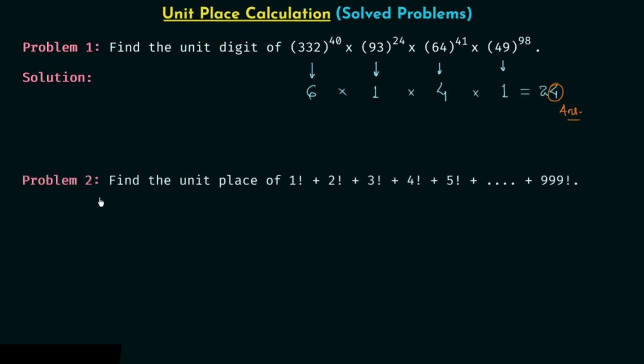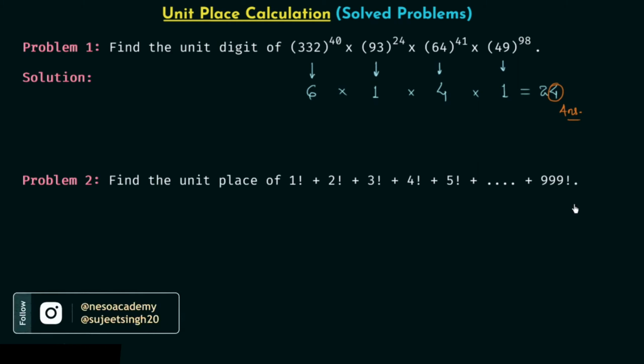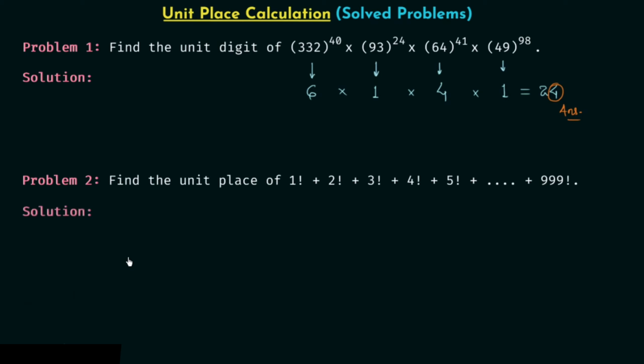In this problem, we are required to find the unit place of 1 factorial plus 2 factorial plus 3 factorial plus 4 factorial plus all the way to 999 factorial. Now, before we understand how to solve this problem, I request you to pause this video and try to find out the answer on your own. I hope you are done. Now we will move on to the solution.